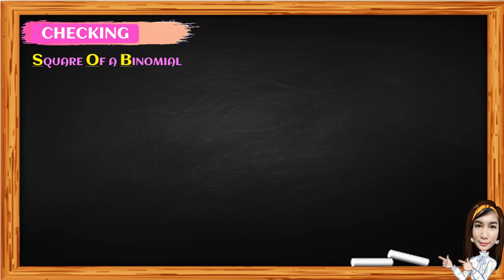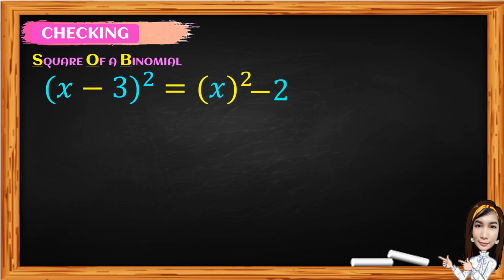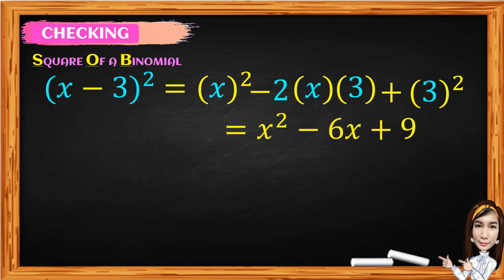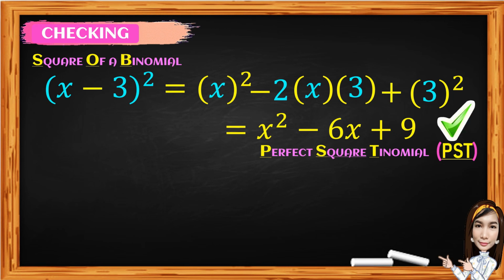Now to check if your factor is correct, let's have the quantity of x minus 3 squared. Let's use the special product. We square the first term, we have x squared. If the binomial is minus, the middle term is also minus. Twice the product of the first term, x, times the second term, 3. Then square the second term, we have 3 squared. So simplify, we have x times x, x squared, negative 2 times 3 times x, negative 6x. 3 times 3, we have 9. So we have x squared minus 6x plus 9, which is the perfect square trinomial or PST. So you got it correct.